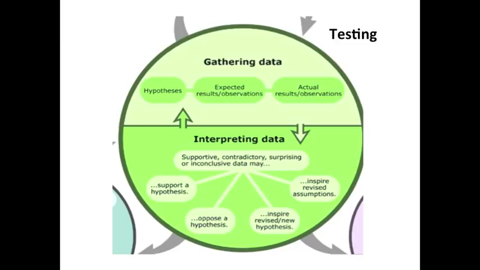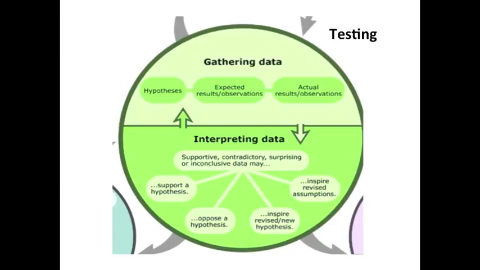The second phase to be discussed is the testing phase. This phase is actually divided into two categories, the gathering data category and the interpreting data category. The gathering data category is where the actual practice and collection of data occurs. This category consists of making a hypothesis with the expected results and observations. Afterwards, one will be able to make an experiment to test if the expected results lined up with what is actually observed.